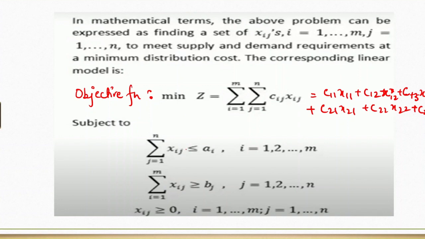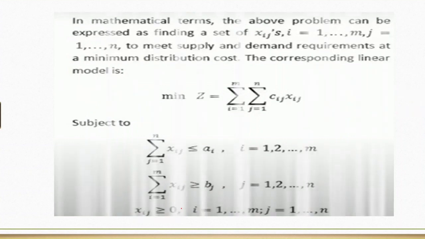As I was having A1 and A2 only, the summation of the Xij's, j going from 1 to n, is less than or equal to Ai, and the demand we are having 3. So it would be summation of Xij greater than or equal to B1, B2 and B3. These would be our constraints, and the last one, the non-negativity constraint.